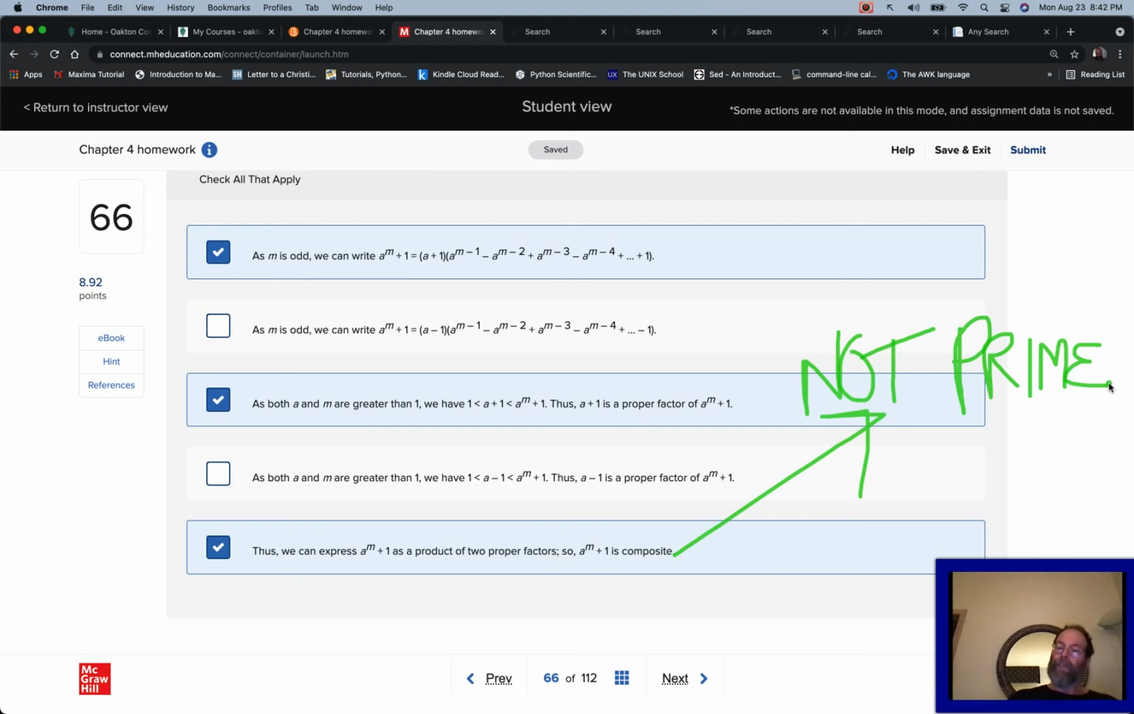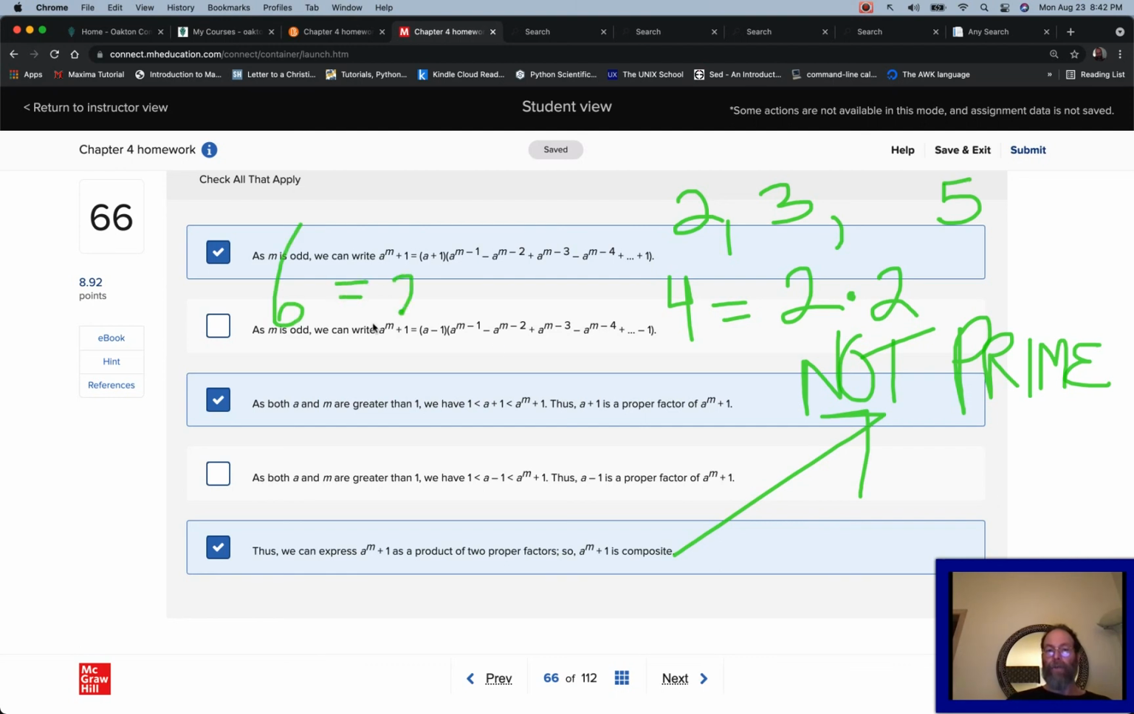So there are two types of integers. There are prime integers and there are composite integers. 2 is prime, 3 is prime, 4 is not prime because 4 is equal to 2 times 2. 5 is prime, 6 is not prime because 6 is equal to 2 times 3, okay? Easy enough, right?